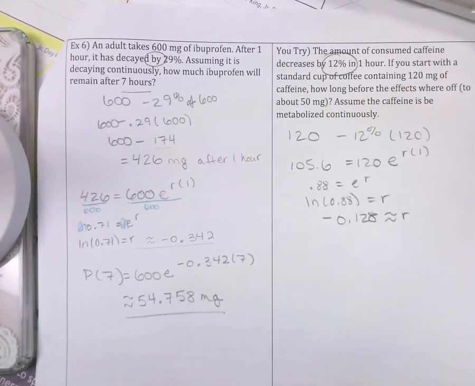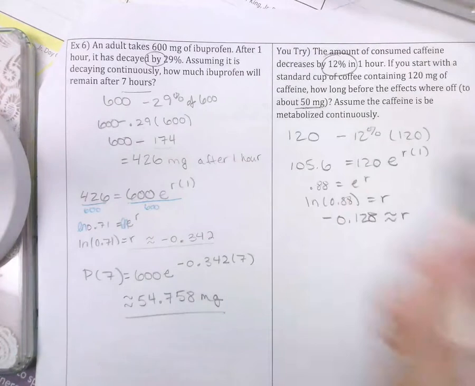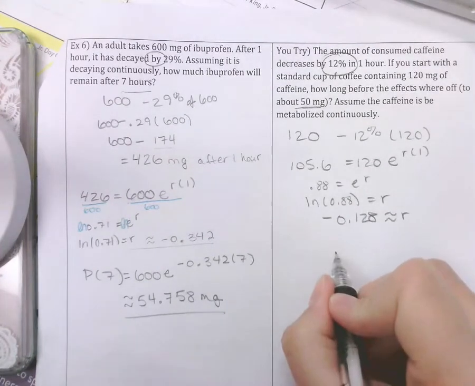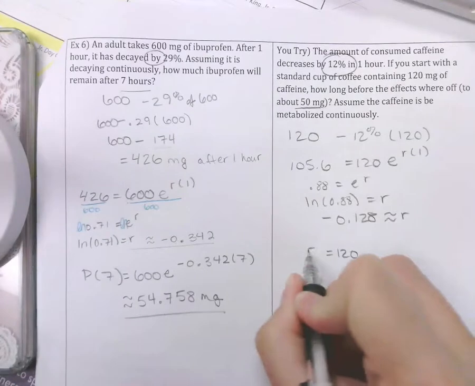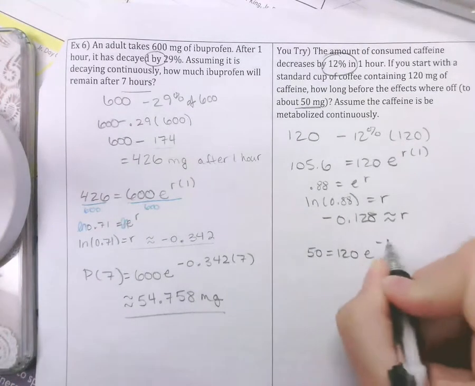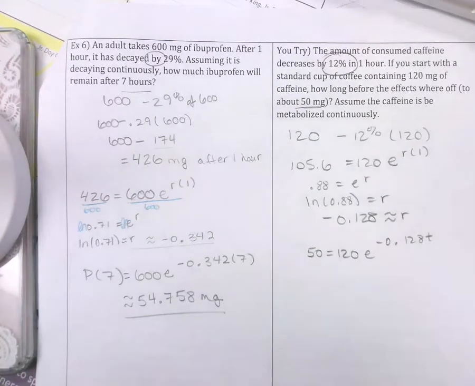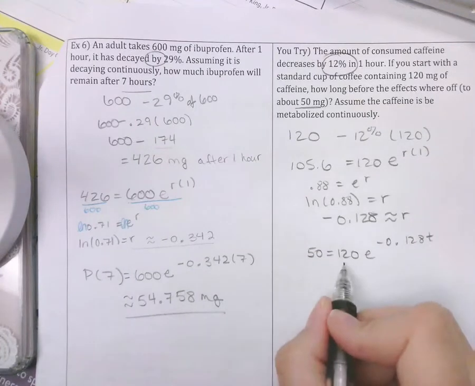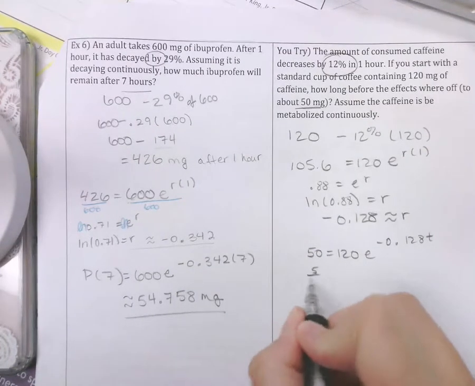Then it says how long before the effects wear off. So it says to about 50 milligrams. So we want to know when 120 decays to 50. And we know we have to use this rate. So we solve. So first thing you'll do is divide by 120, and you get 5/12.